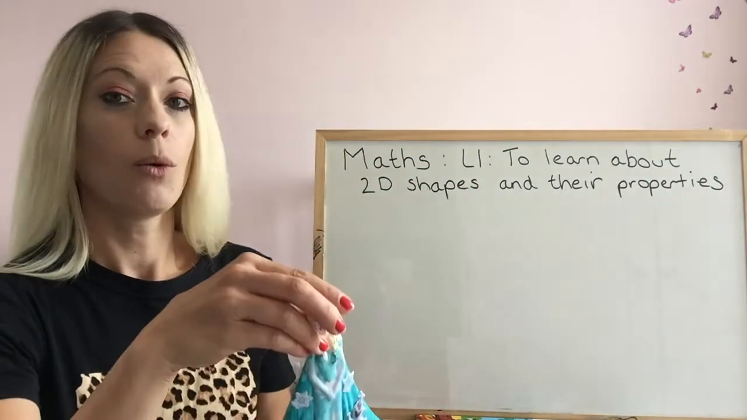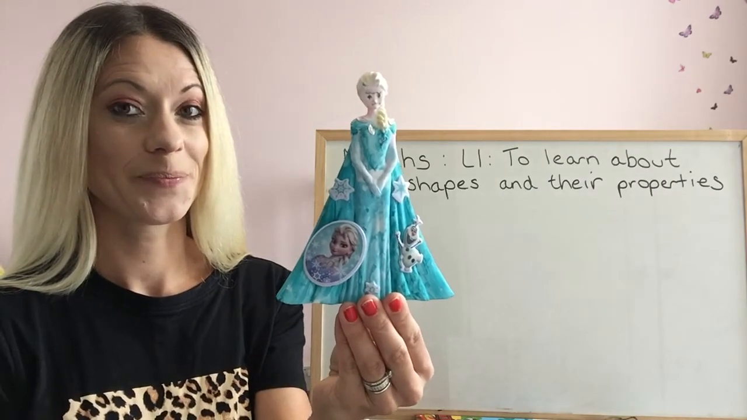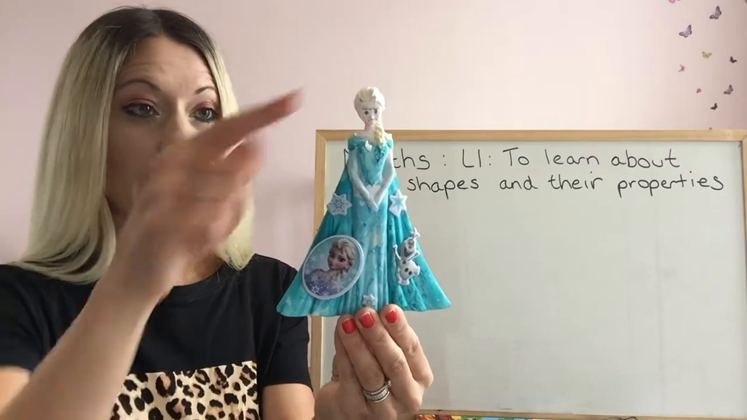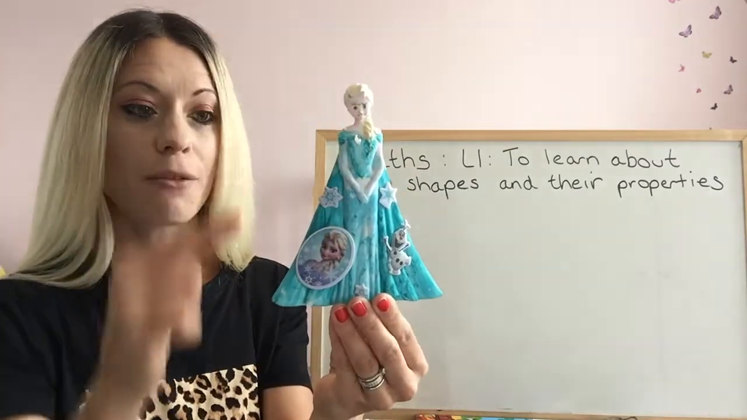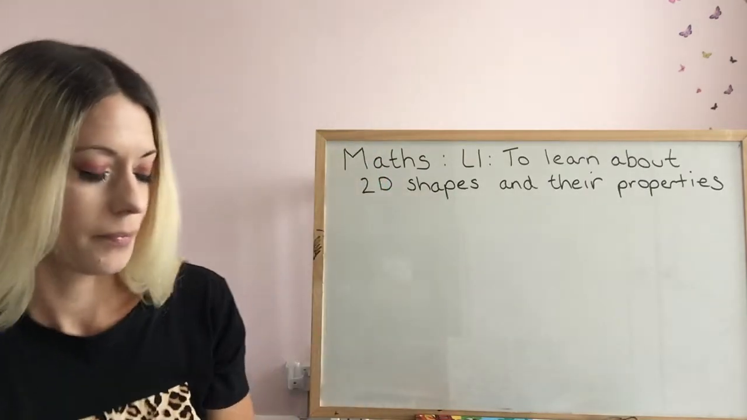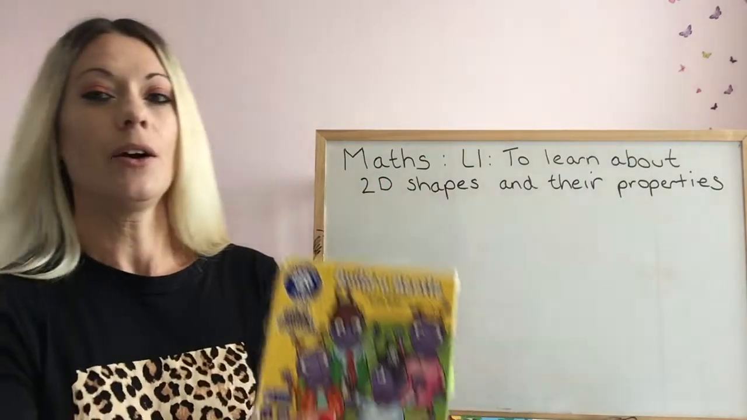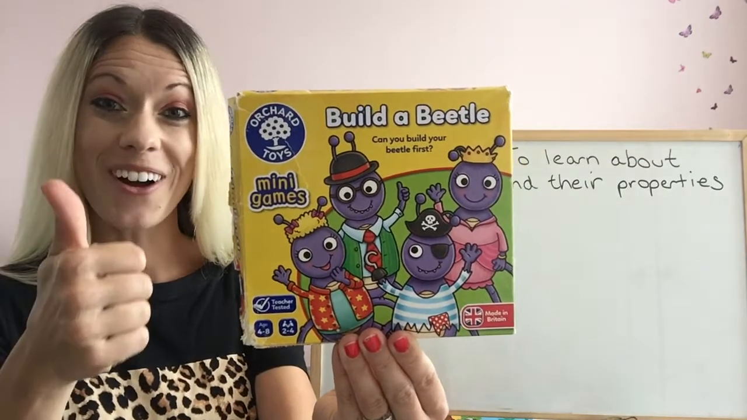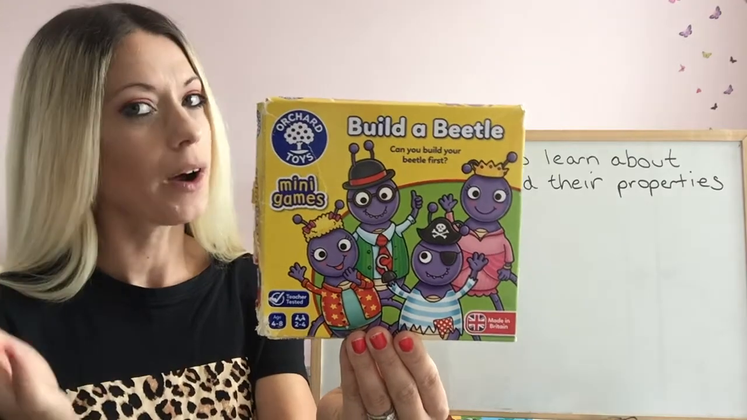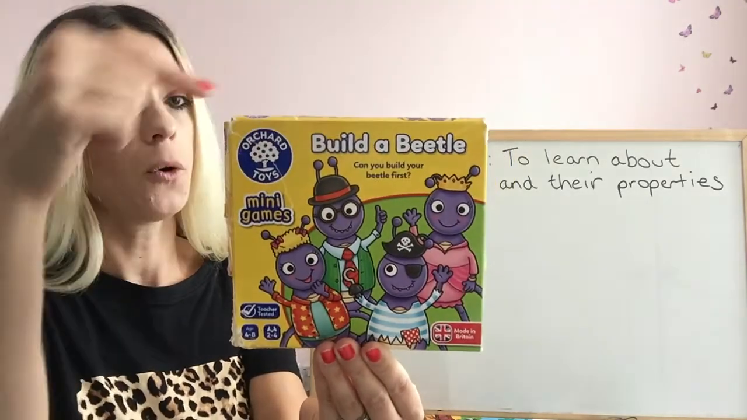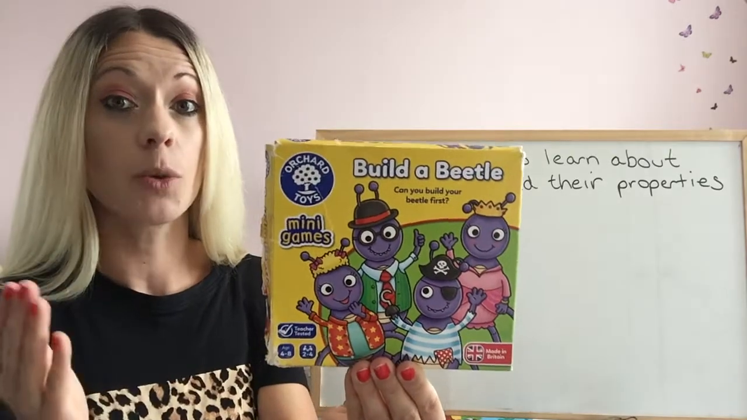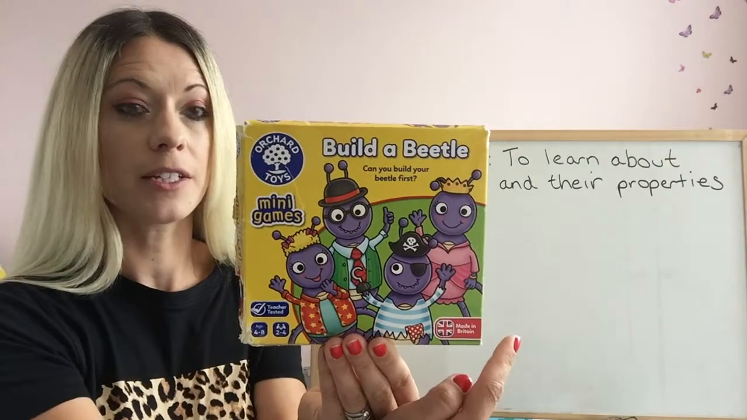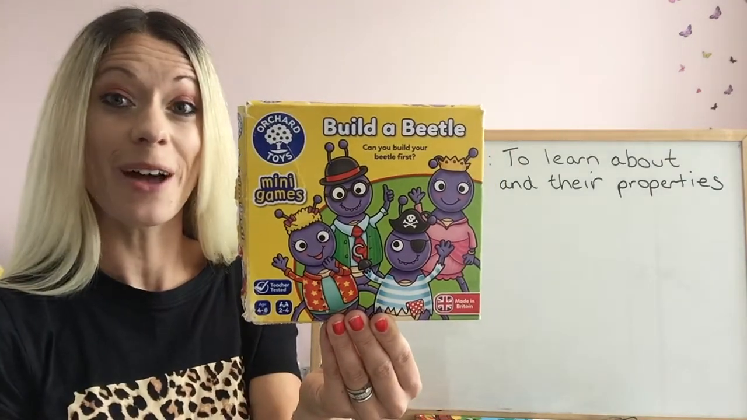Can you tell me what shape this is? That's right, it's a triangle. Has 3 sides, 3 vertices. Can you tell me what shape this is? That's right, it's a square. But why is it a square? 4 sides that are equal, they are the same length, and 4 vertices. It's a square, well done.